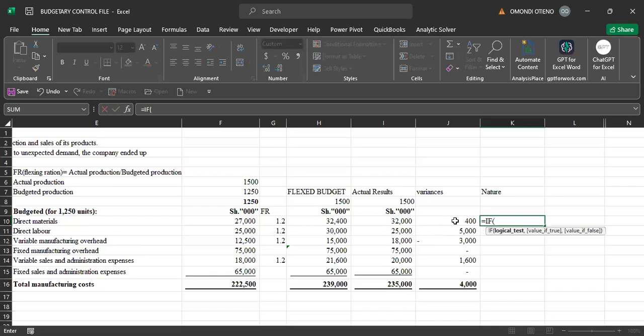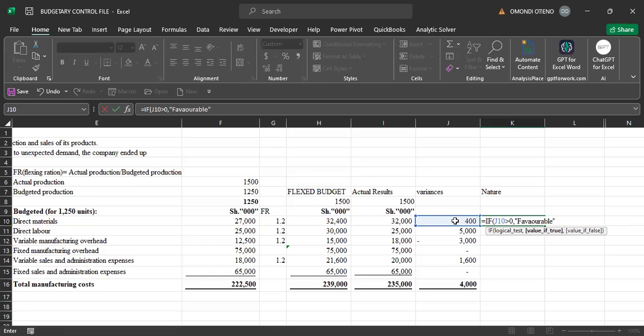So if our variance here is greater than 0, then what are we going to say? If our variance is greater than 0, then it means it is a favorable variance, right? So if it is greater than 0, comma, we'll come here and indicate the word favorable.